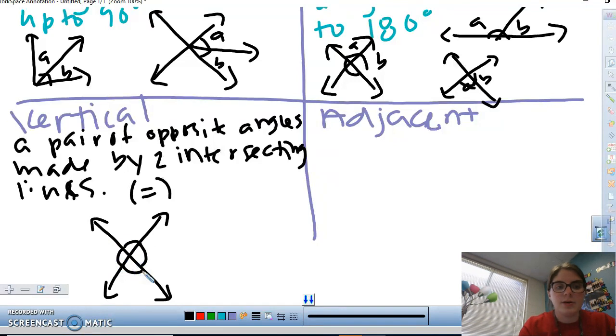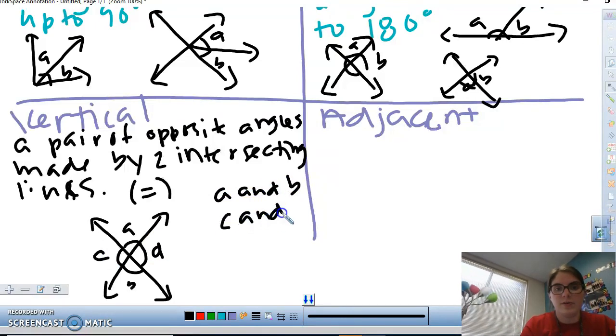A and B here would be vertical because they're opposite. So I would say A and B would be vertical and C and D would be vertical. If A equaled 30 degrees, B would equal 30 degrees. If C equaled 150 degrees, D would equal 150 degrees. They're always equal, and they're always opposite of each other.